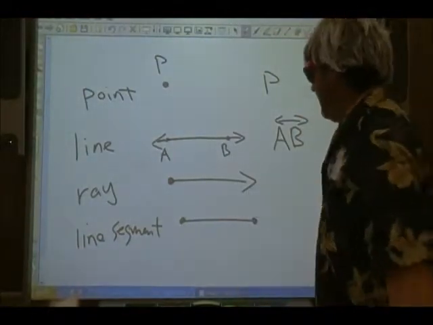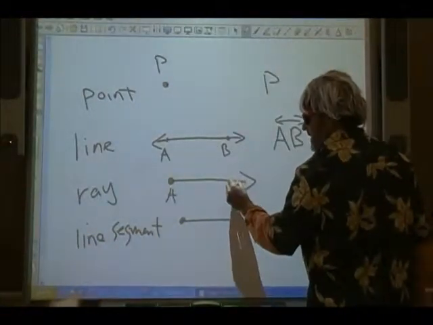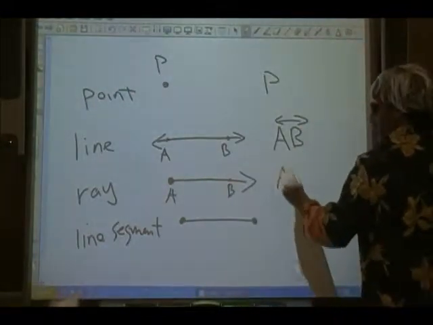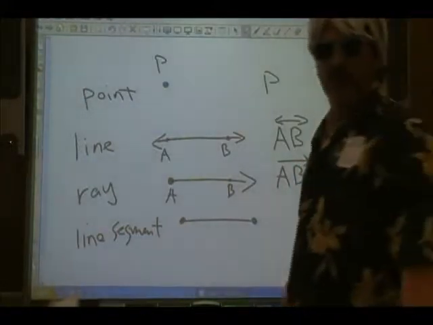Now let's name them. If I call this A, I just need a point anywhere here, doesn't matter where, and I call it AB, and I write it with an arrow.